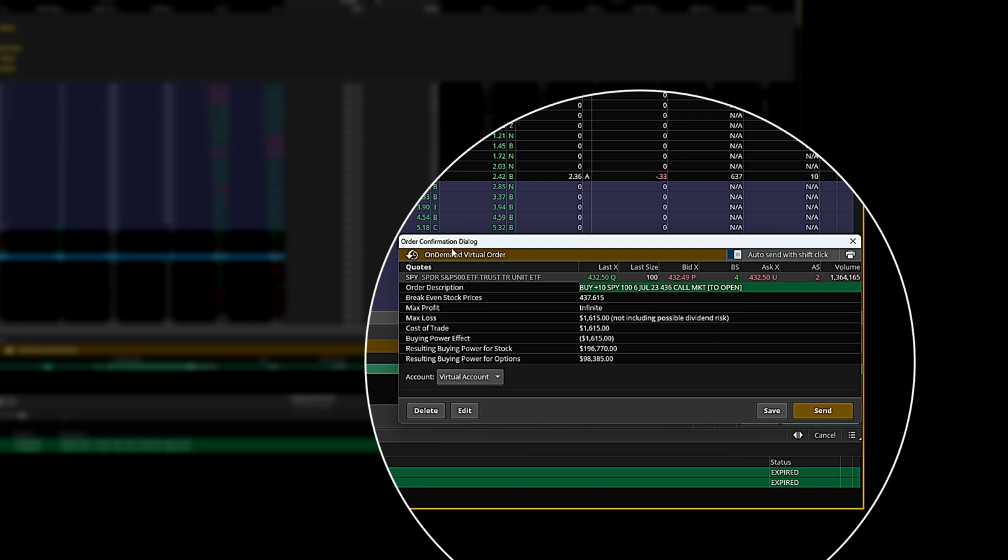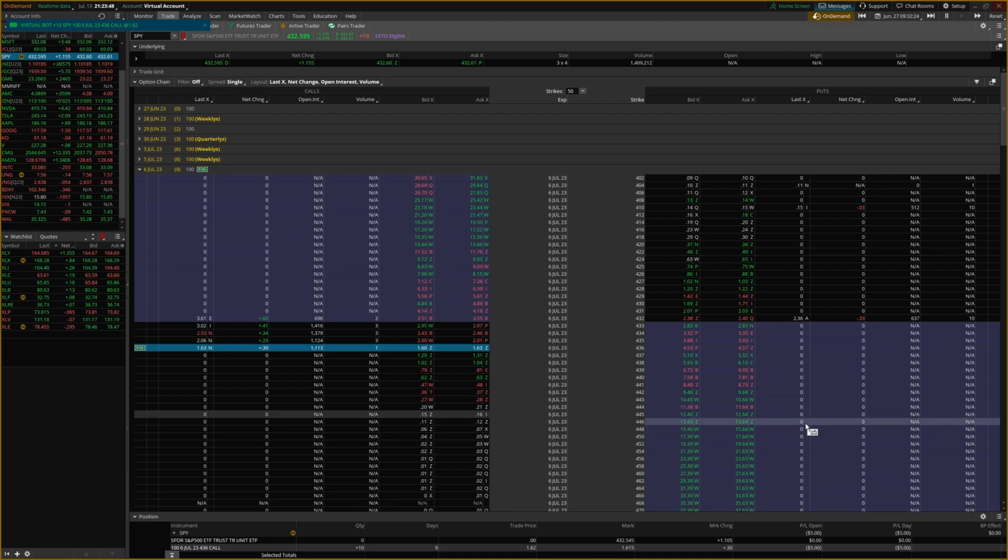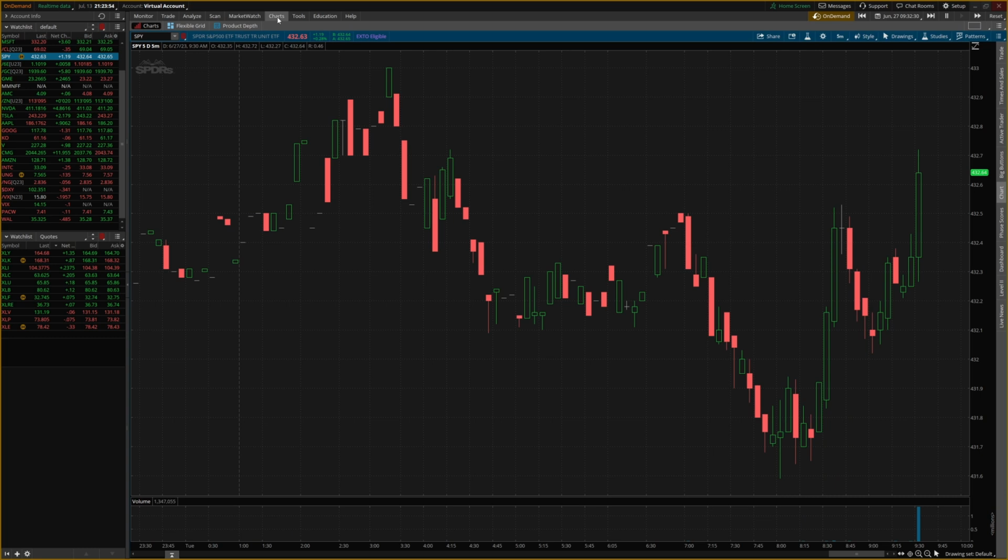Once we go to place the order, we can see right here, on demand virtual order. Again, this is going to be another clue that we're in a simulated account. Next, we're going to click OK. And if we come back over and we look at the charts, is the market moving higher or lower? Well, you can see we're actually starting to rally up just as it would have been on that day.